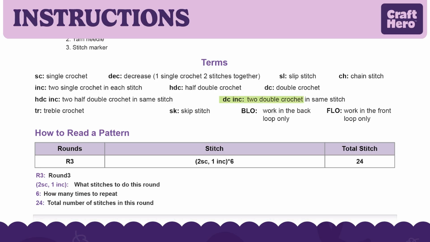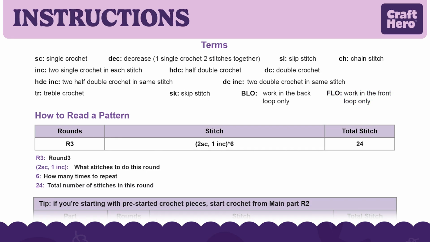DC INC equals 2 double crochet in the same stitch. TR equals treble crochet. SK equals skip 1 stitch. BLO equals work in the back loop only. FLO equals work in the front loop only.